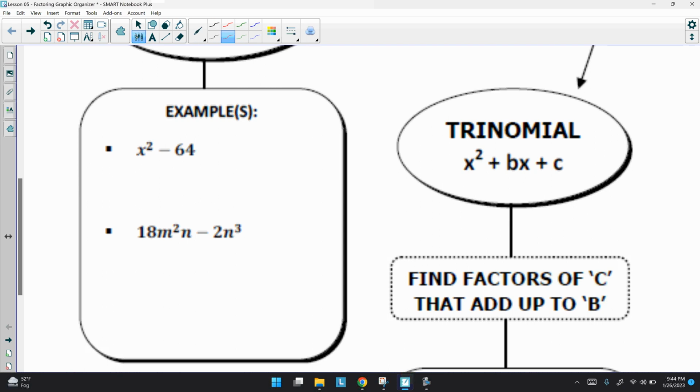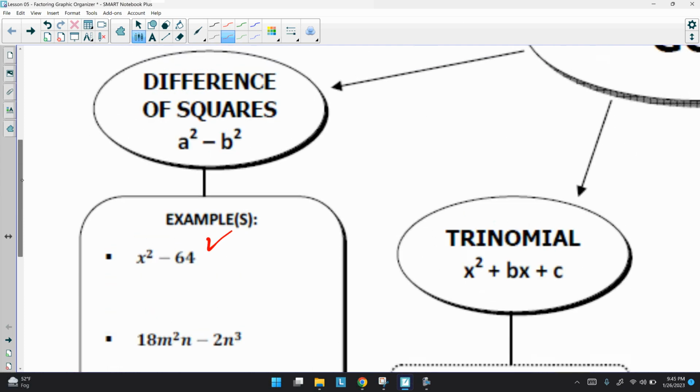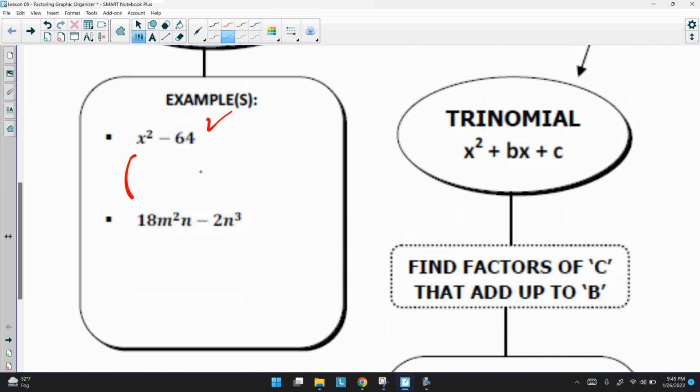All right, so check for greatest common factors. I don't see any, and again, this is a difference of squares. So we'll just start with our parentheses. Let's see, square root of x squared, x. Square root of 64, 8. Make one plus, make one minus.